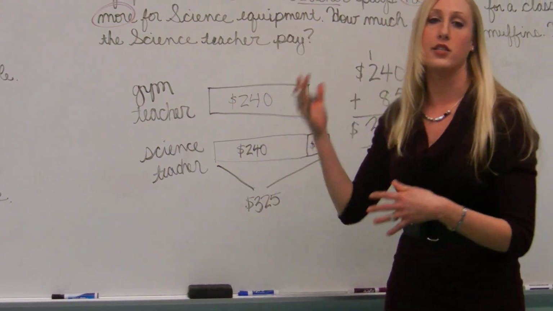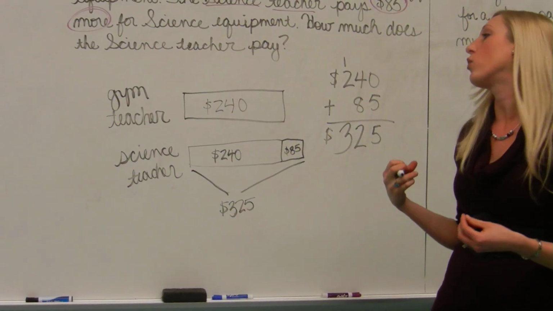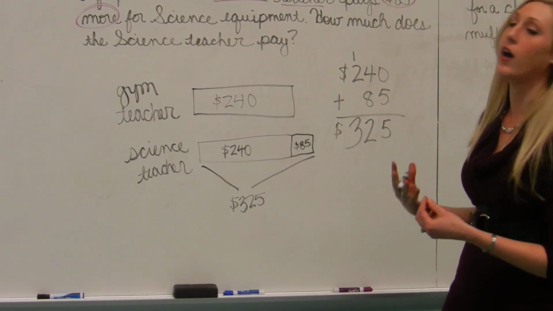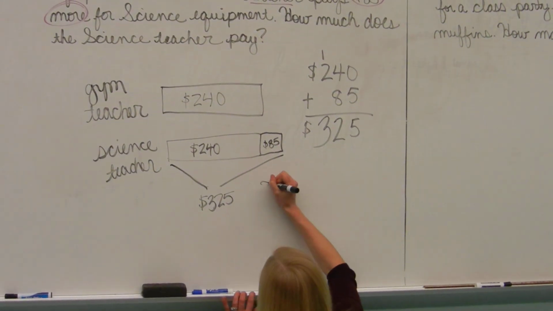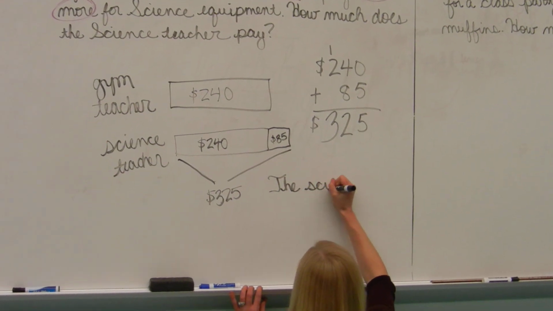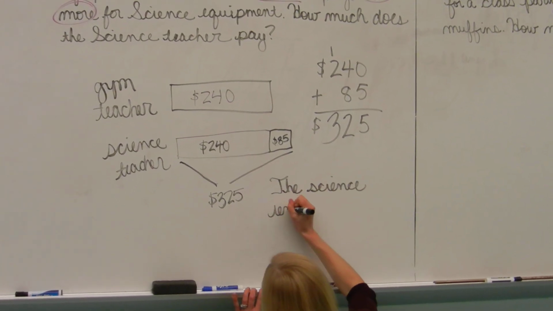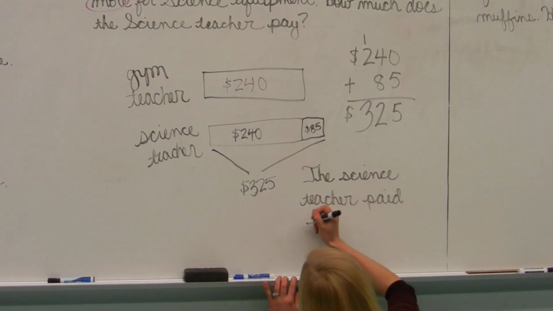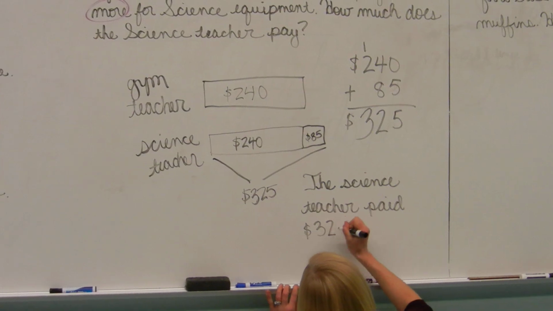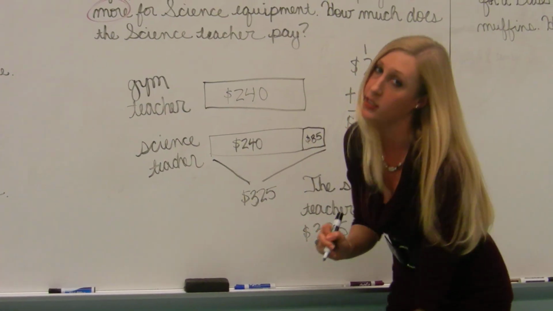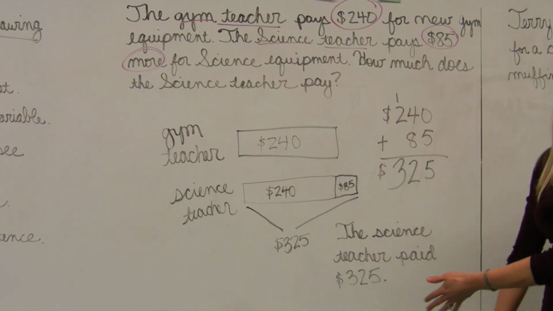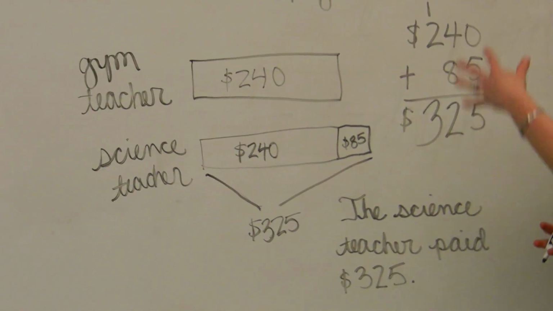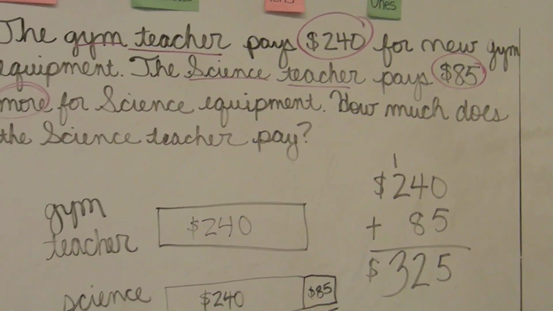And our final step is, since our problem has words, our answer needs to have words. We will write, the science teacher paid $325. Make sure I have punctuation because it needs to be a complete sentence. And my problem is solved and my problem is complete. Take a second and look at it. Hopefully you were able to follow along with that.